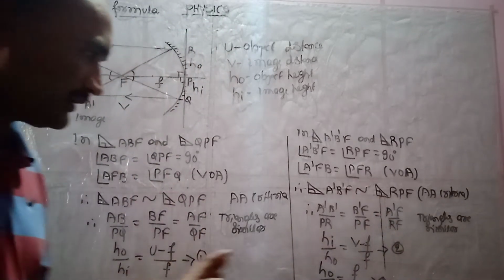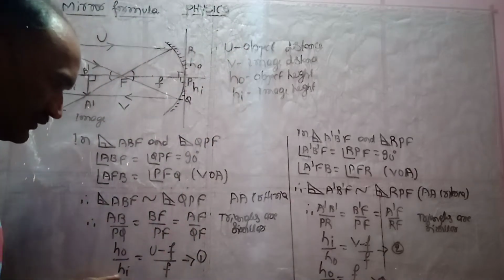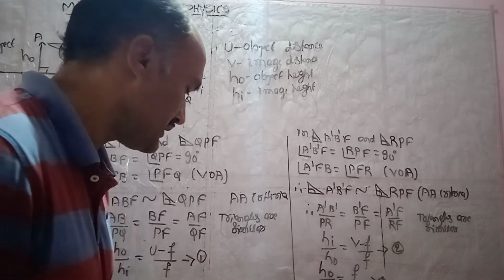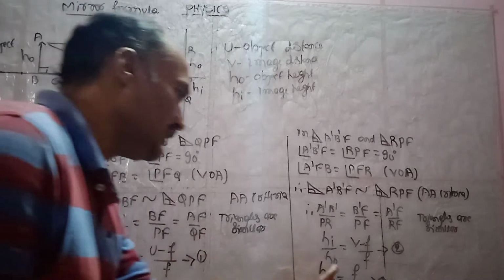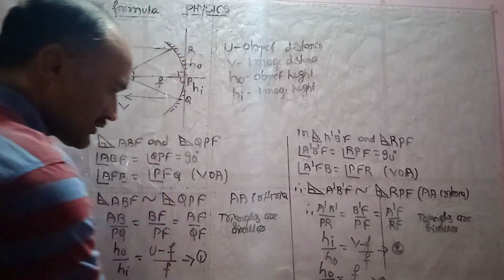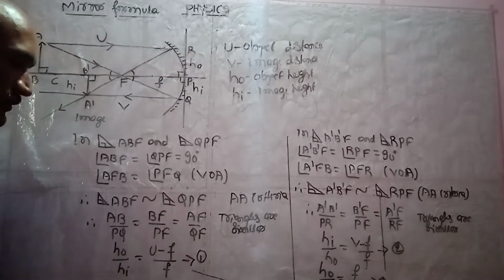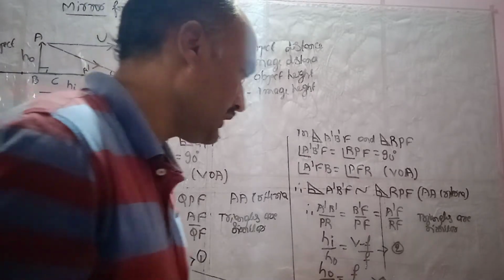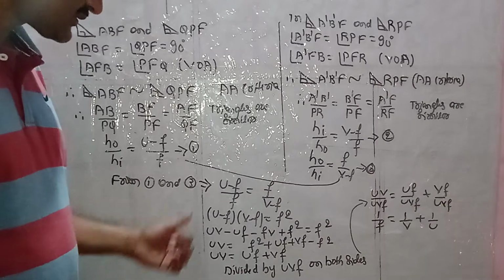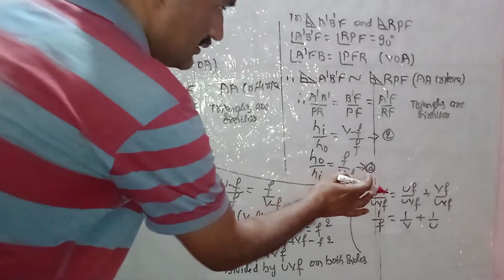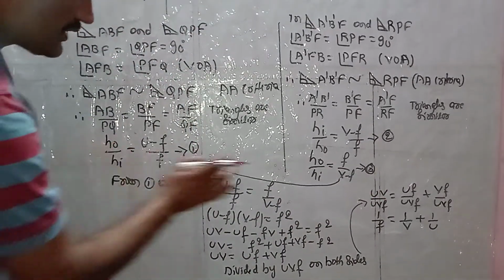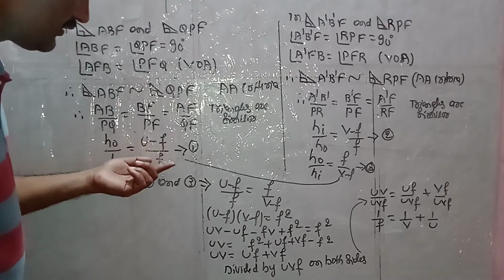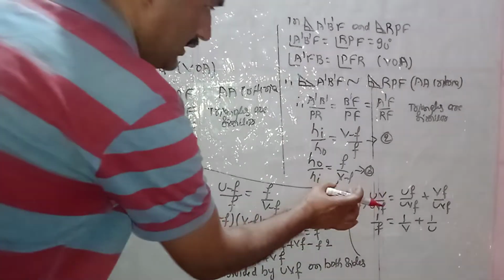Now compare expression 1 and 3. HO divided by HI is equal to this much is there. Even HO divided by HI is equal to this much is there. When LHS of both the equations are the same, RHS of both the equations must be same only. So from expression 1 and 3 we can write U minus F divided by F is equal to F divided by V minus F. So clearly see, dear student, these two are equal. That's why U minus F divided by F is equal to F divided by V minus F.